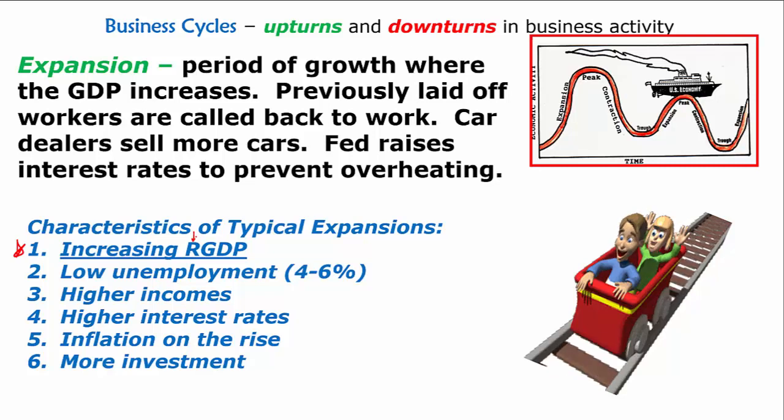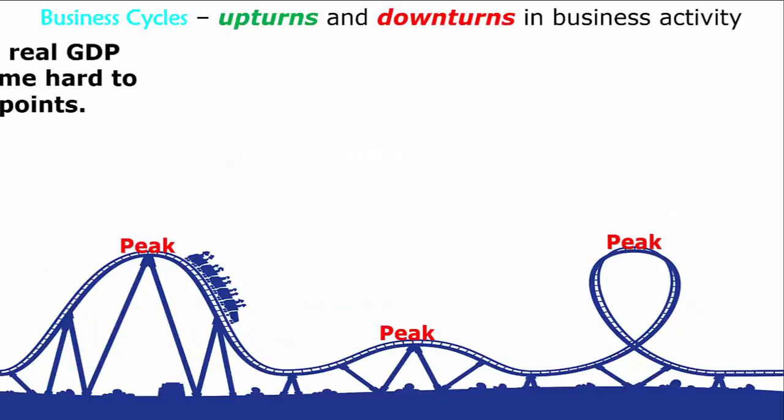All right. The secondary characteristics, or the things that typically come with an expansion, would be low unemployment, higher incomes. The Federal Reserve will begin to raise interest rates. You start to see inflation. Businesses begin to invest more for the future, building factories, things like that. So that's what's going on in an expansion. This is where we want to be. This is what we want. We want to be here. All right, but we can't always be there.